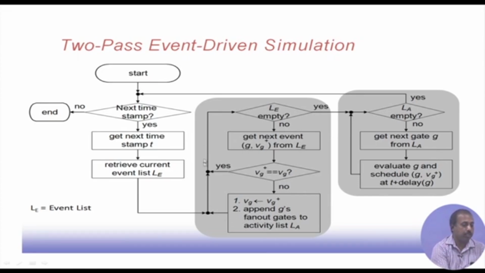Now, it goes again to the check whether the list of events is empty or not. When this list of events has become empty, that means we have got a set of activities to be done. We have identified the set of activities to be done, basically the gates to be simulated. So, we get the next gate G from this activity list LA and evaluate the gate and schedule G, Vg plus, at time t plus delay of G.